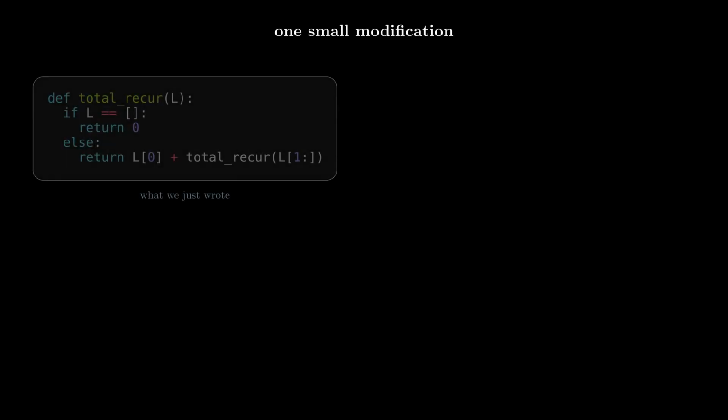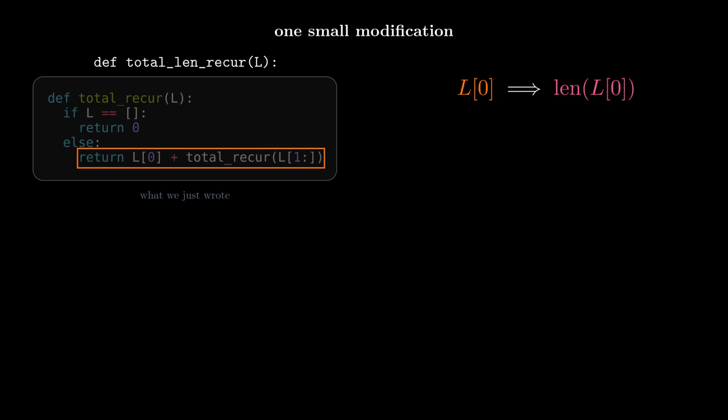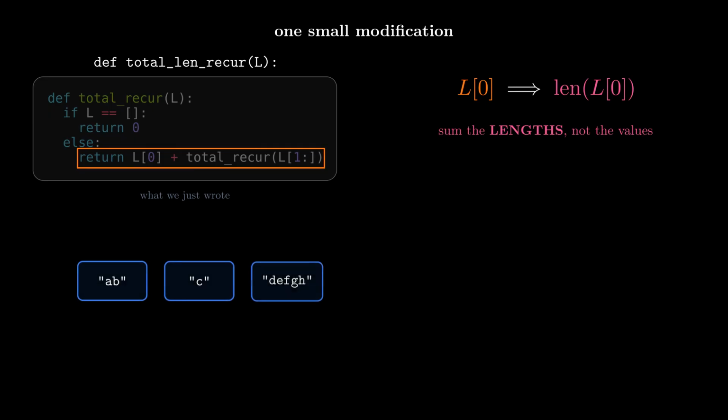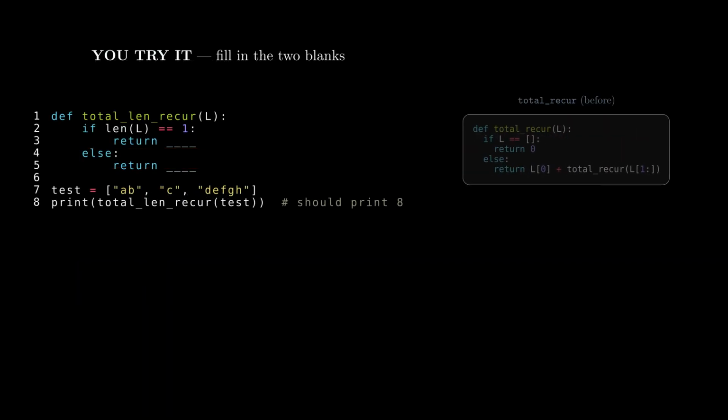Here is a slight modification to try. The function still takes a list as its parameter, but instead of summing the elements themselves, it sums the lengths of the elements. The test list holds 3 strings: B, then C, then D, E, F, G, H. The function should add the length of the first string, 2, plus the length of the second, 1, plus the length of the third, 5, and 2 plus 1 plus 5 is 8. The skeleton keeps the shape we just built with 2 blanks to fill.